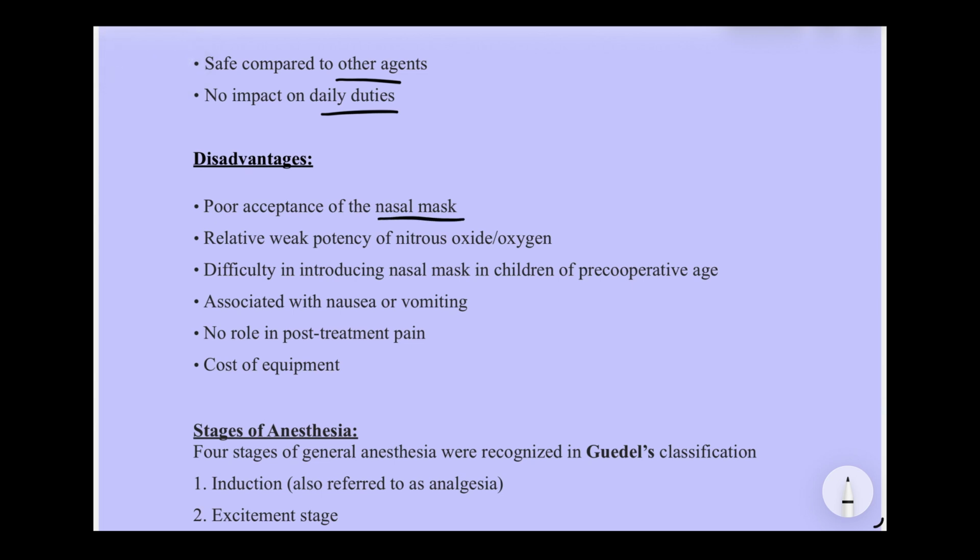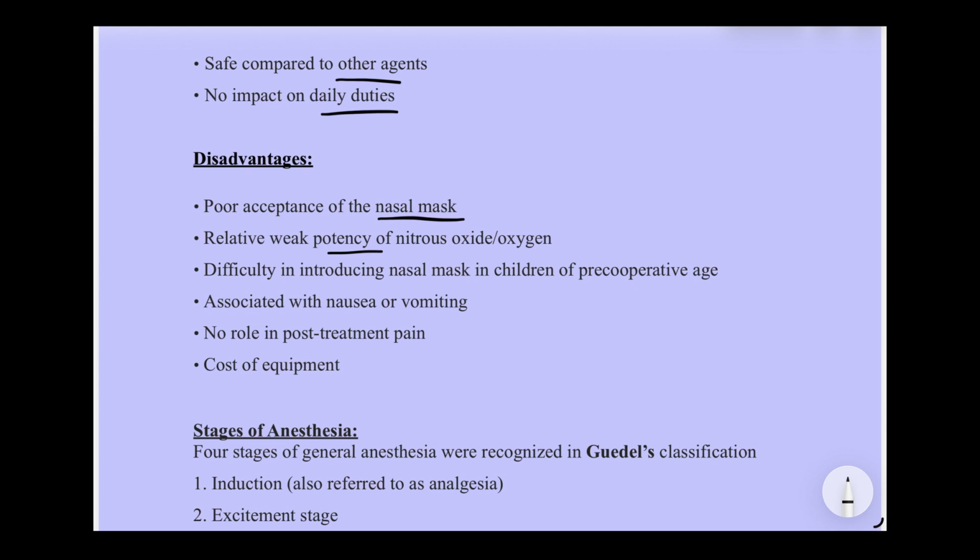Children who are extremely anxious may not accept the nasal mask readily, which leads to ineffectiveness of nitrous oxide sedation. Relative weak potency of nitrous oxide or oxygen: sometimes even at a higher concentration of nitrous oxide, the children may not have reduced anxiety or may not have the clinically desired level of sedation.